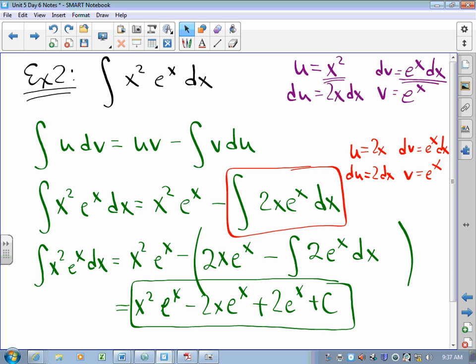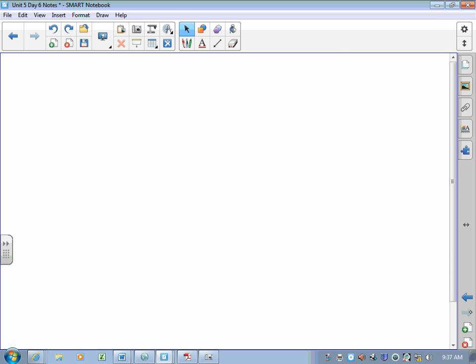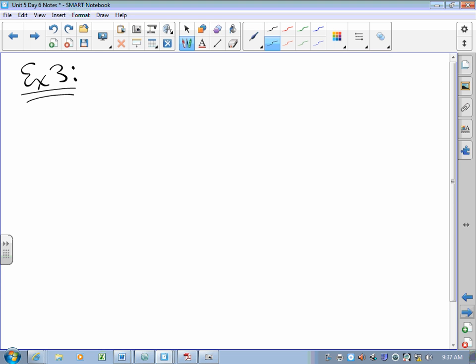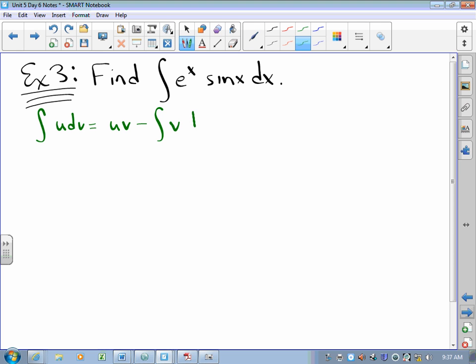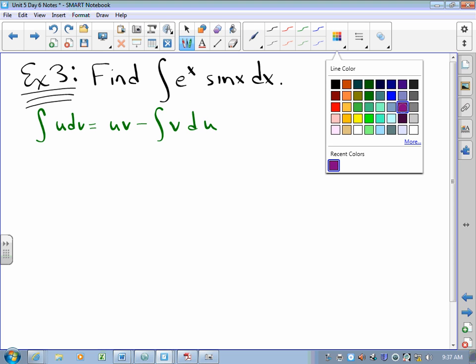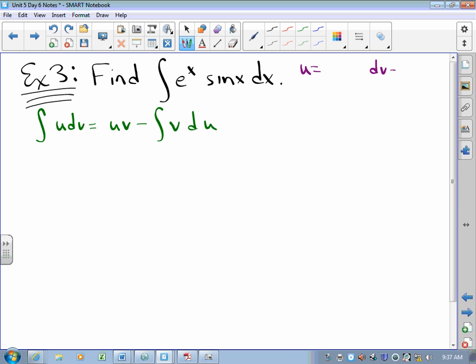All right. Well, it gets a little hairy now. Gets just a little bit hairy. What happens when you're not sure what to pick? Like, I know that the formula says uv minus integral v du, but what if the choice isn't quite clear-cut?